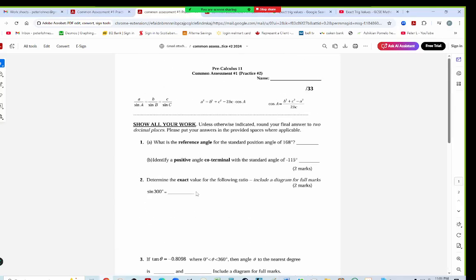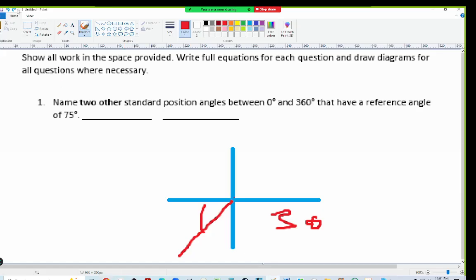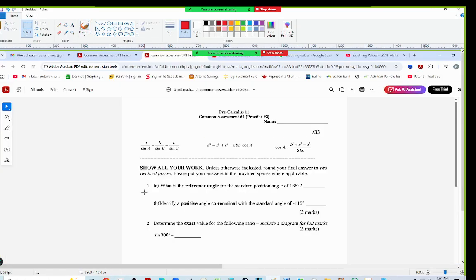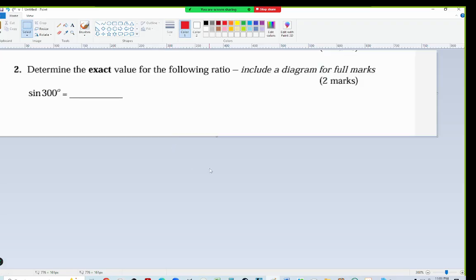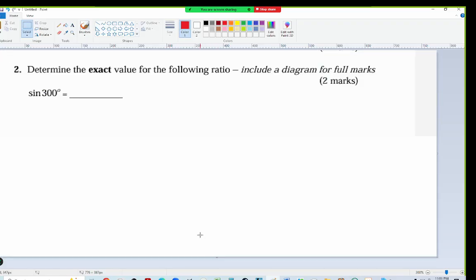Here's another exact question coming up. Whenever you see exact, that means you have to use your special triangles. It's a lot of little rules to remember, but it's the same technique. When we do exact values, we need to find that little angle. In this case, they've given us the terminal angle.